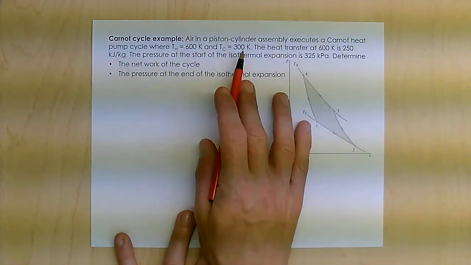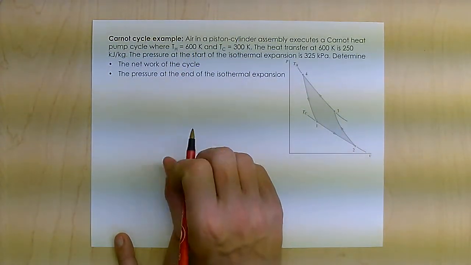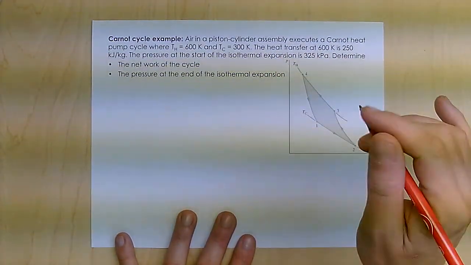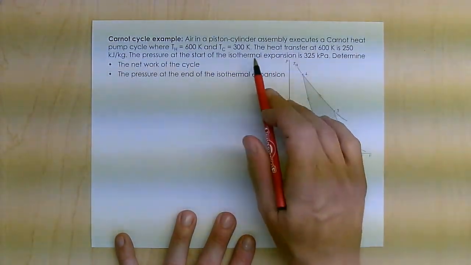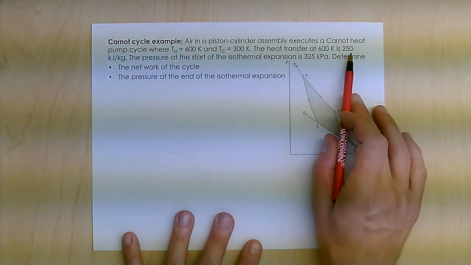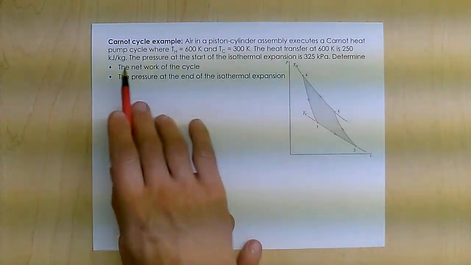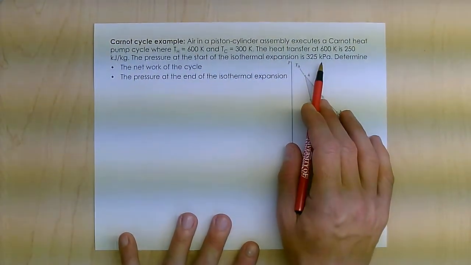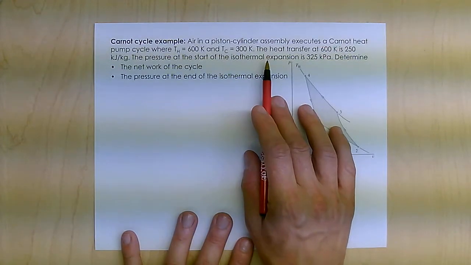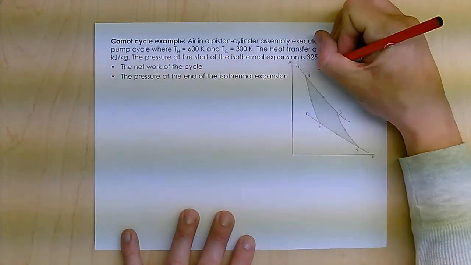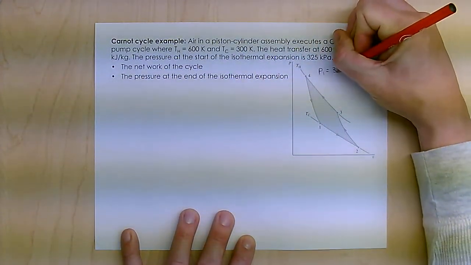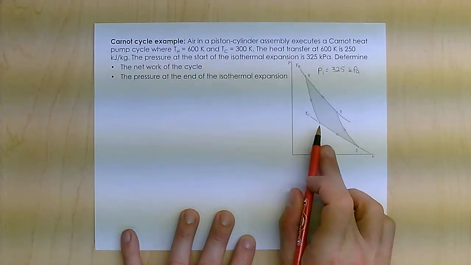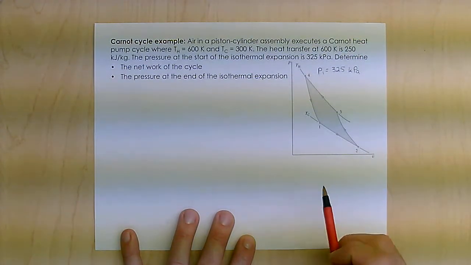Okay, so the hot and cold temperatures are 600 and 300. I know the hot heat transfer, that would actually be Q out for a heat pump, is 250 kilojoules per kilogram. I know the pressure at the start of the isothermal expansion, P1 equals 325 kilopascals. That's where my isothermal expansion starts, right? This is a constant temperature line here.